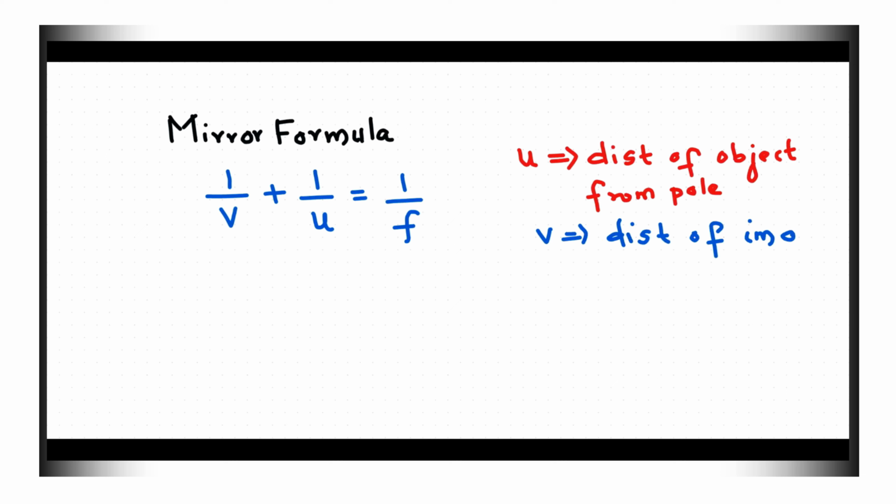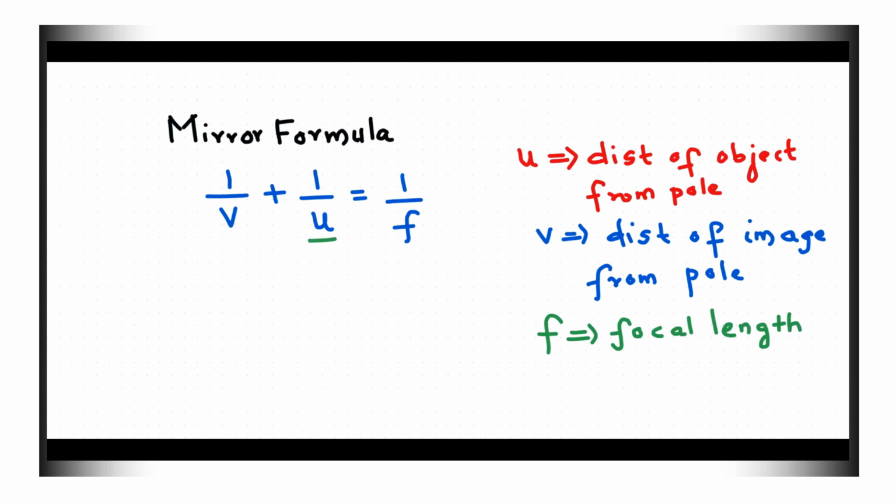Always remember the distances of object, image, and focal length, everything is taken from the reference point, which will always be the pole. And what is F? F is the focal length. It is the distance of focus from pole. So this is the mirror formula. If you know what is U and what is F, you can find where the image will be formed.